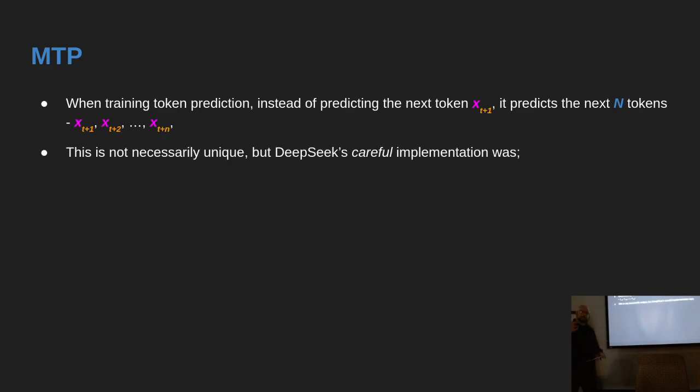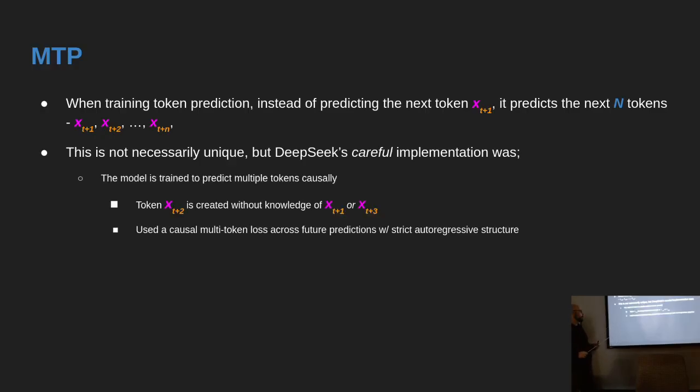Now, this is not necessarily unique to DeepSeek. They're not the first people to do it, but how they did the implementation was, they've created a methodology such that xt+2 is created without knowledge of the other tokens they generated. So it does not know about xt+1, the token that preceded it, nor does it know about the token that comes after it when it's trying to do the prediction. And they use the causal multi-token loss to try and force it to do an autoregressive backpass with that information, or with that lack of information, rather. Does that make sense?